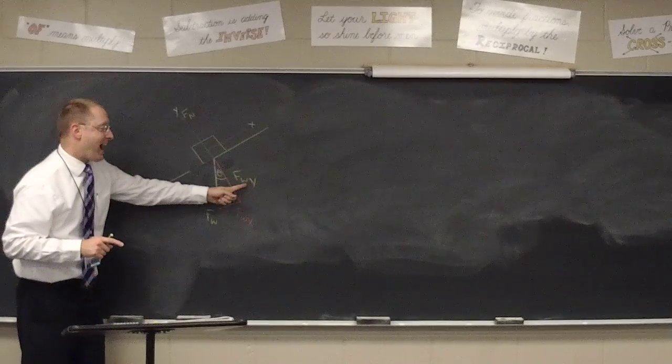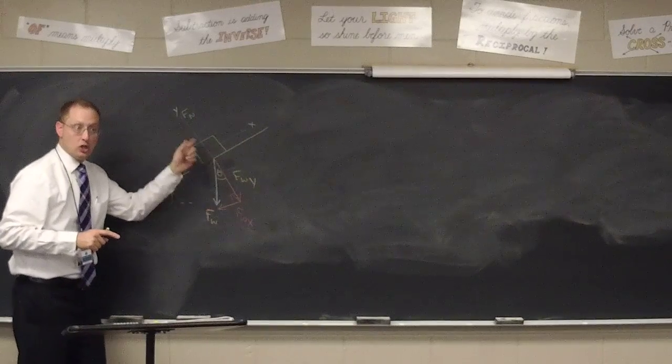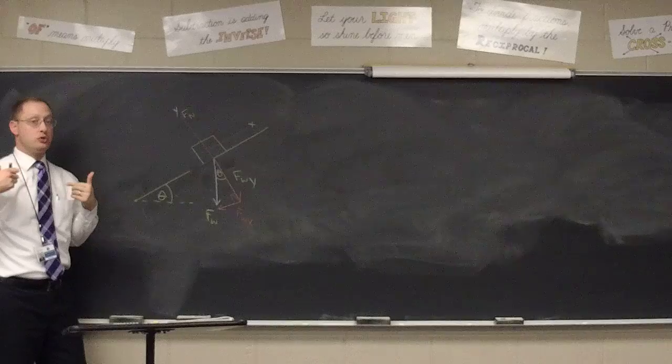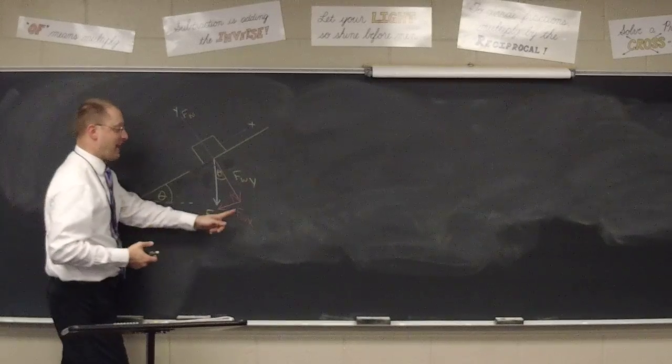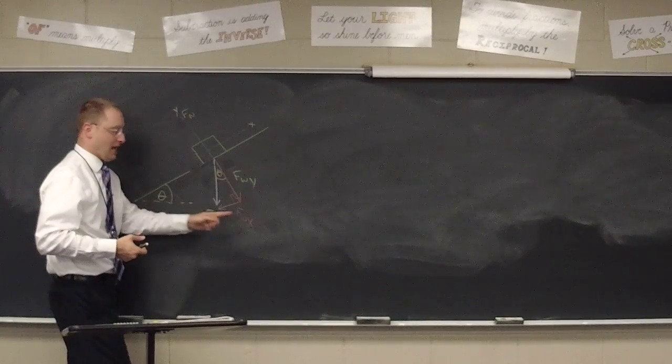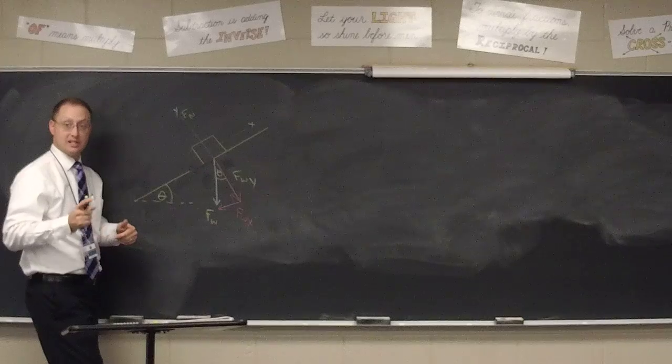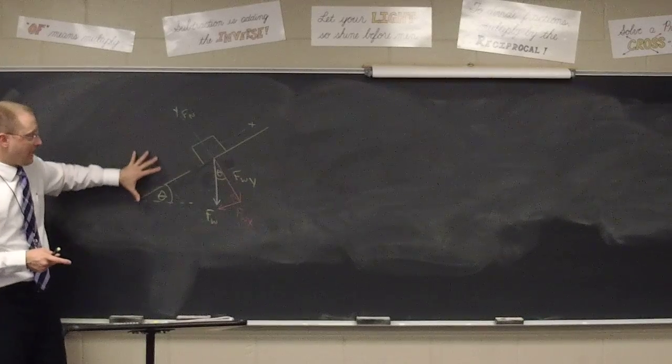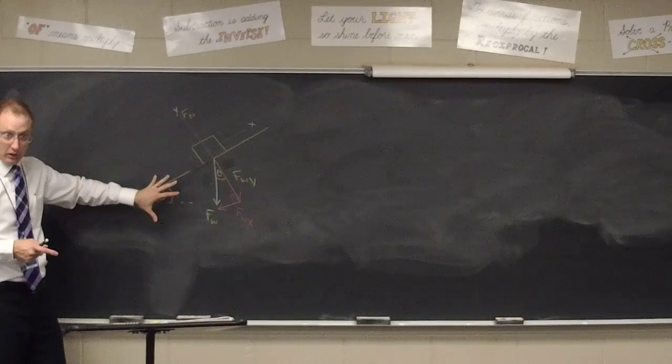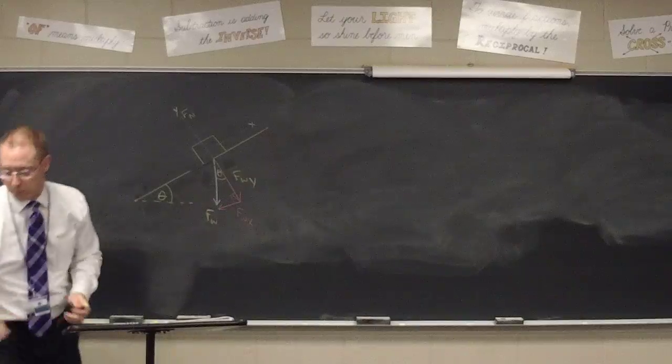Now, the y is now my adjacent. So the y is going to use cosine. The x is now the opposite. The x is going to use sine. Do we understand how this free body diagram will work? Let's revisit the problem now then.